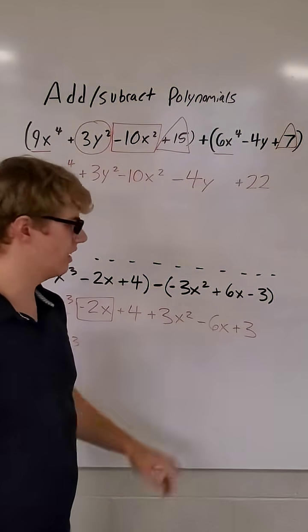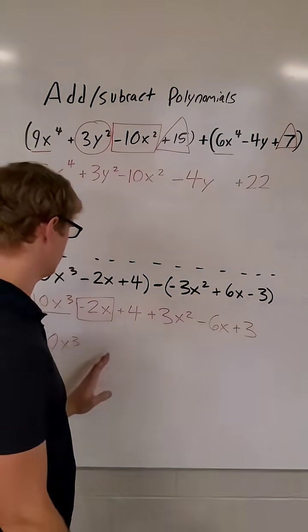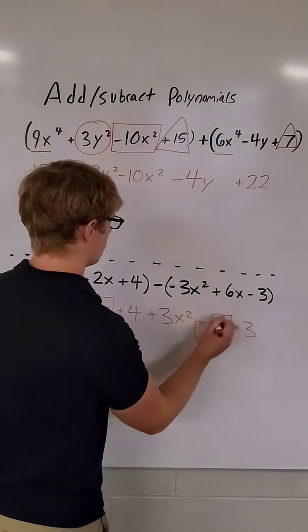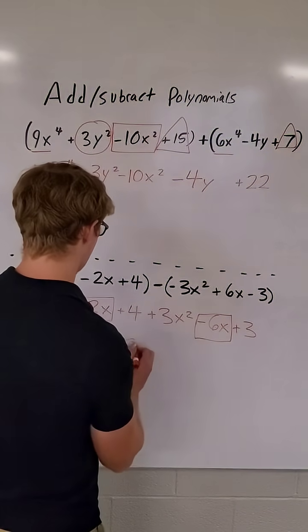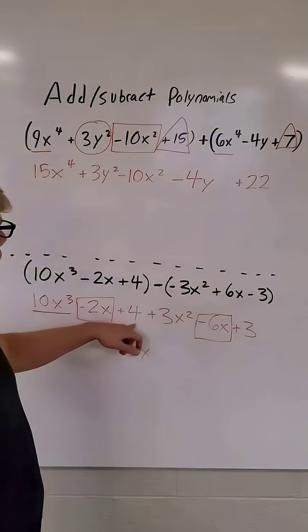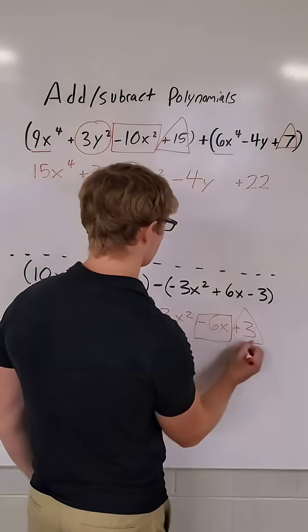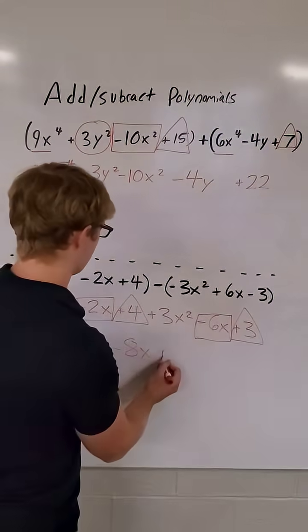Next up, we have negative 2x. Scan. I see it there. Now I do see this x squared there, so I'm going to move this just a little bit to the right. Negative 2x plus negative 6x is going to give us negative 8x. I'm going to keep moving. 4 is a constant. And I'm going to scan and see that I have a 3 right here. And that is going to give us 7.